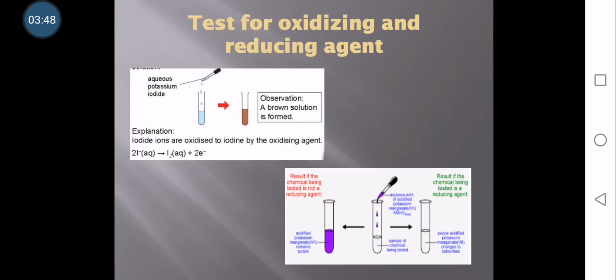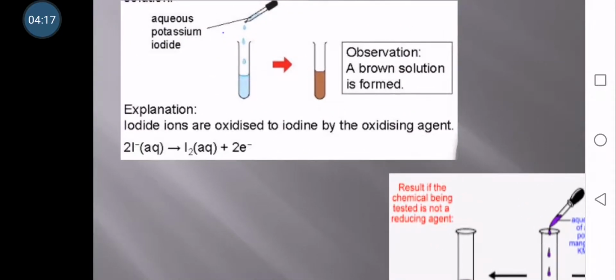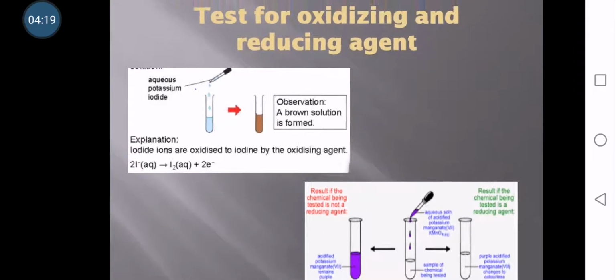The first test: whenever you add aqueous potassium iodide into any unknown solution, if its color turns brown, it means that due to the presence of iodine, produced by an oxidizing agent, it turned brown. So this is the test for oxidizing agents. In the explanation it's given that iodide ions are oxidized to iodine by the oxidizing agent.